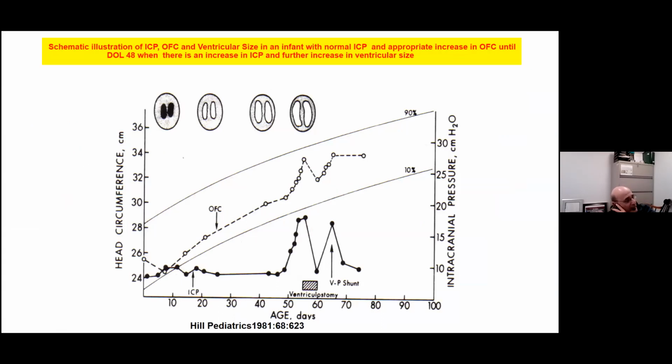This is a classic paper from Hill and Volpe in 1981. And I'll orient you to this. This is the head circumference and intracranial pressure. We used to measure that with something called the Ladd intracranial pressure monitor. So if you look at the ventricles, you can see progressive enlargement of the ventricles. But if you look at the OFC, it's only at a certain stage that this suddenly pops up. This is when we did a ventriculostomy and then a shunt.